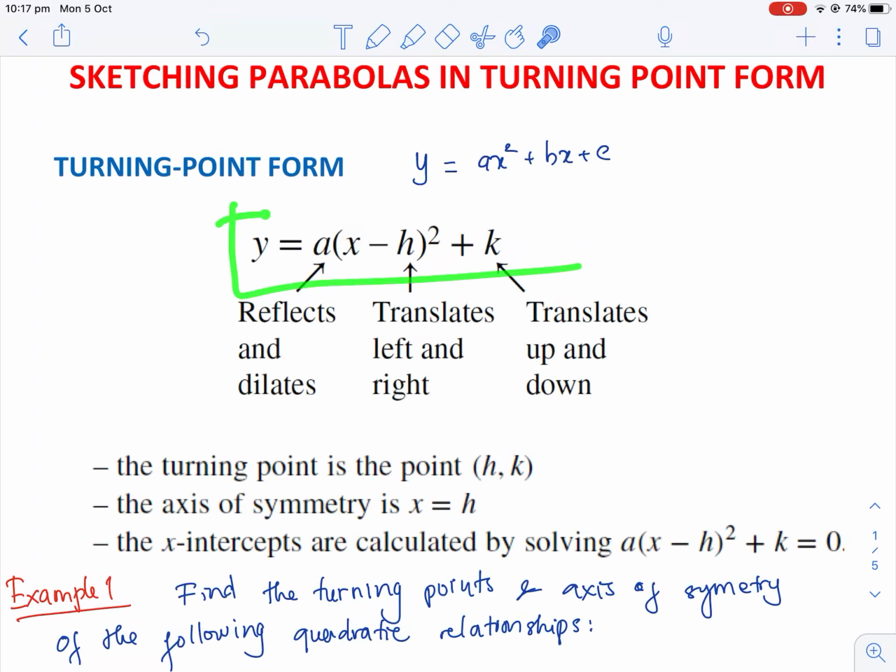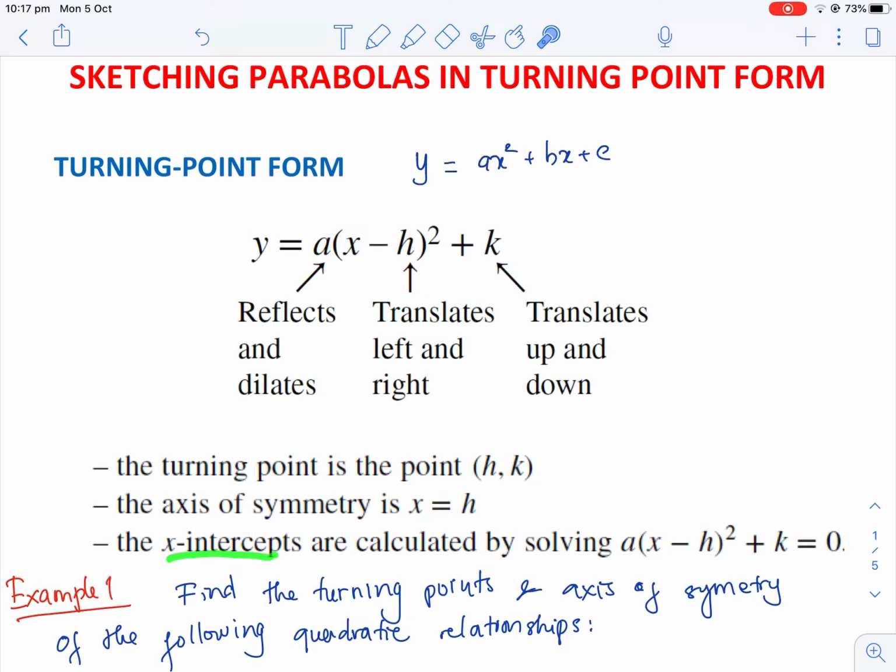Once you have this form, you can straight away point out the turning point. The coordinate of the turning point is (h, k). The axis of symmetry, which is the line that divides the parabola into exactly two parts, is x equals h. Be noticed here, this one is negative h in the bracket, but the coordinate of the turning point is h only, and k. This one has to be negative, this one has to be positive. And the axis of symmetry is x equals h.